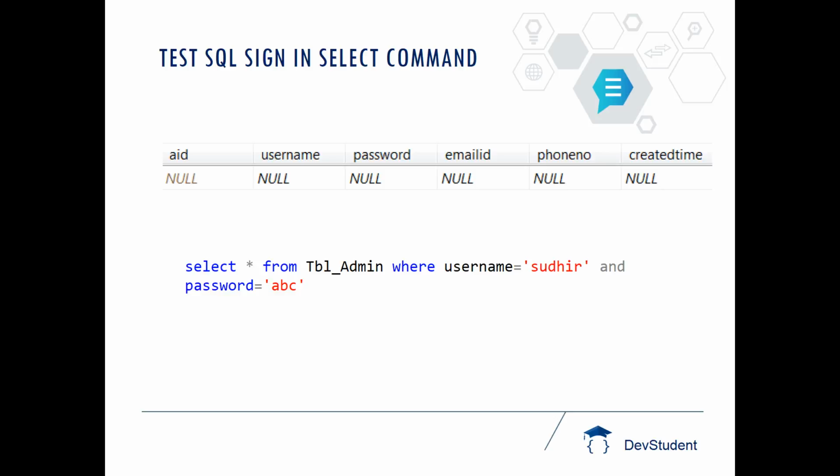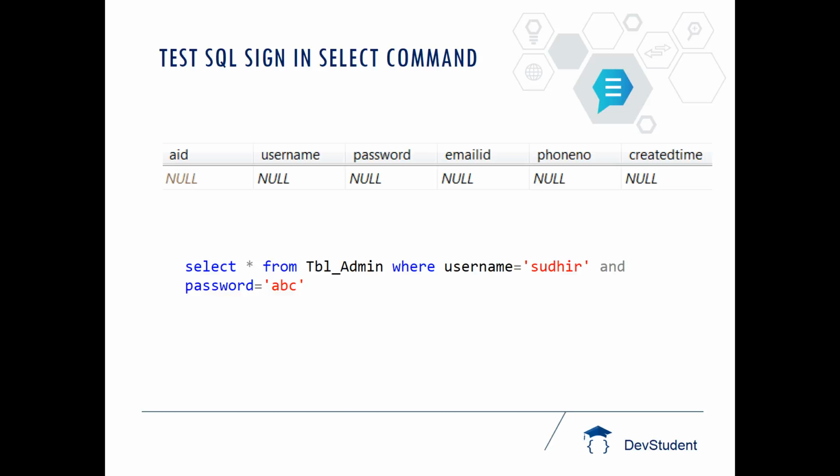Here you can see a select command which is used for checking whether the username and password entered by the admin are correct or not. So the command is select star from table name, where username equal to some name and password equal to some password. If they match the data present in the table, it's going to return the row of data. Otherwise, it is going to return an empty table.